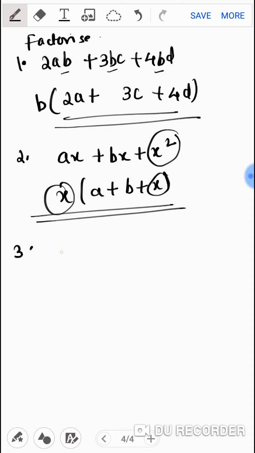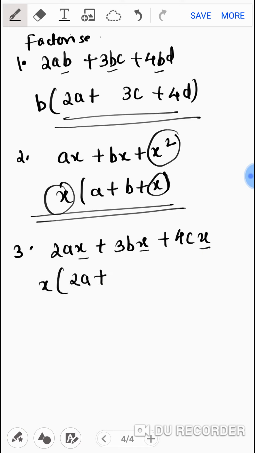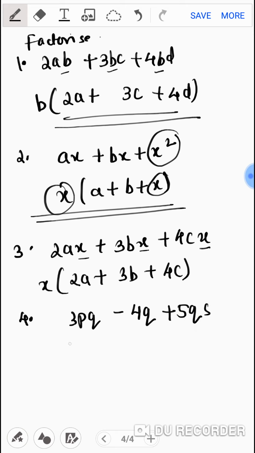Problem number 3 says 2ax plus 3bx plus 4cx. My dear kids, again x you can take in common, and inside will be 2a plus 3b plus 4c. I'll jump on to 4th, and it says 3pq minus 4q plus 5qs. So you can take q in common. So inside will be 3p minus 4 plus 5s.